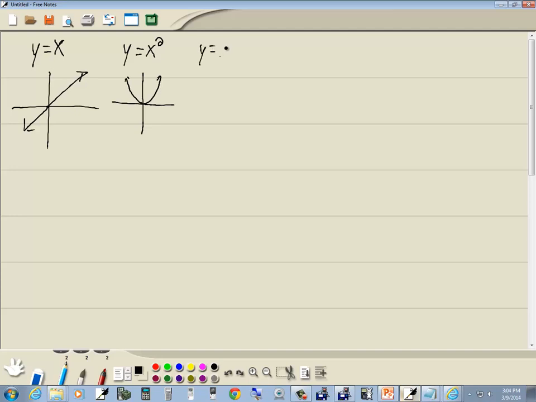Let's take a look at y equals x to the third. Now I don't really care what this looks like. What I'm demonstrating here is how do you handle it when you have any number up in your exponent. Third power, fourth power, fifth power, 20th power, 201st power, whatever it might be.